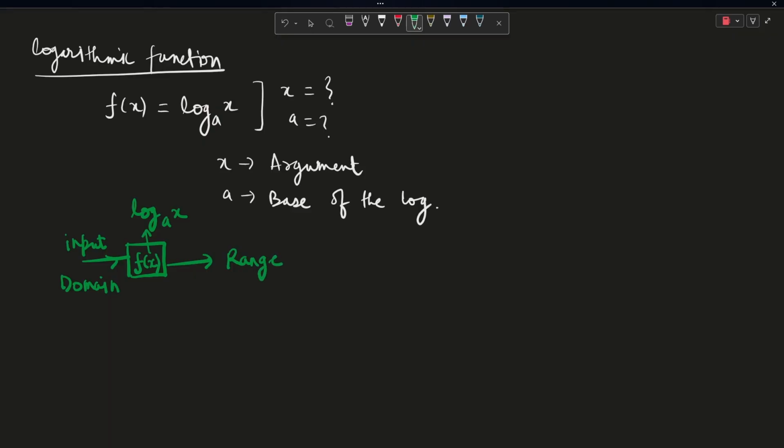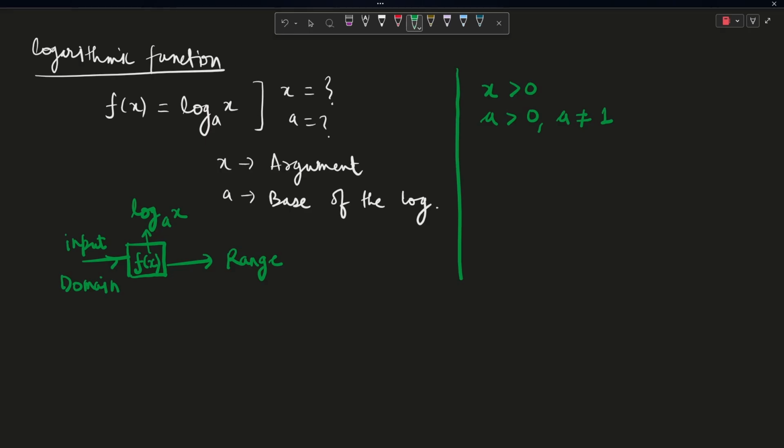The function f of x is in itself a very simple function, where x must be greater than 0, and the value of a must be greater than 0 and a should not be equal to 1. If you have studied the exponential function, fine. If you have not, I have included one video over the exponential function. If you want to, you can go ahead and watch that video, right?